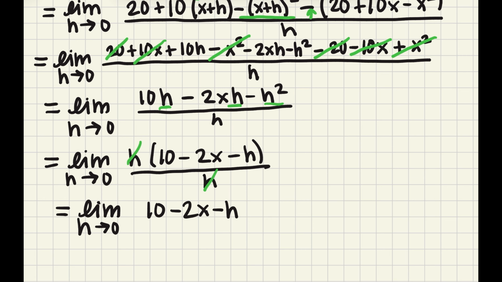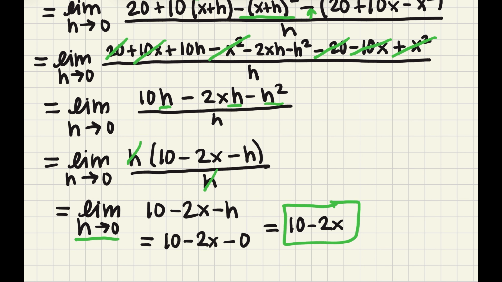And again, you get to that point where you realize you can't simplify it any further. So this is where we plug in anywhere with an h with a 0. So that'll leave us with 10 minus 2x minus 0, which simplifies to 10 minus 2x. And this right here is our final answer.